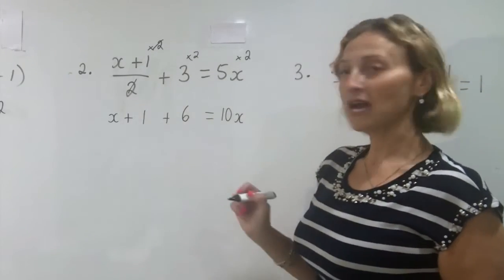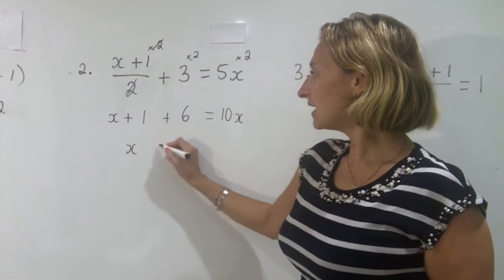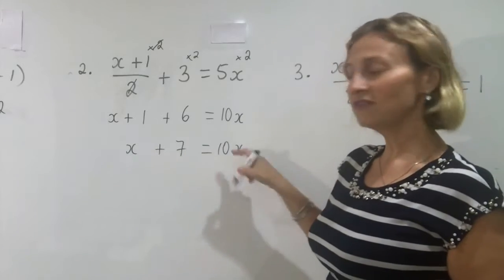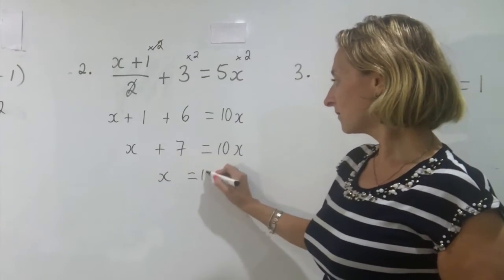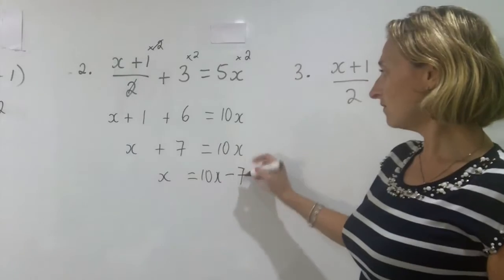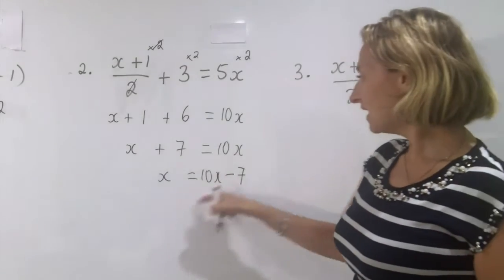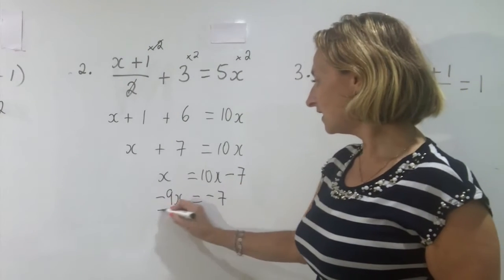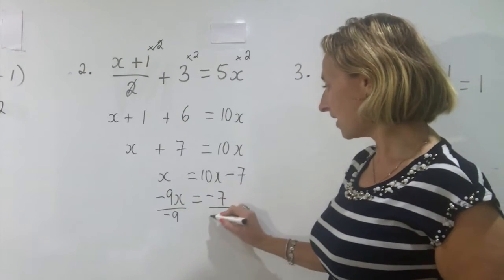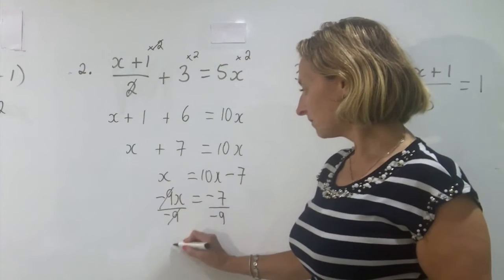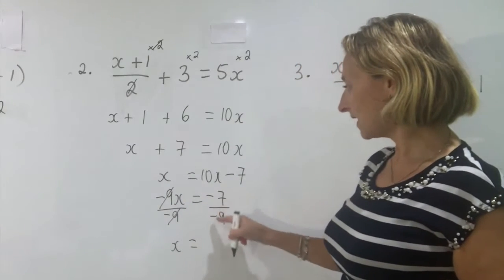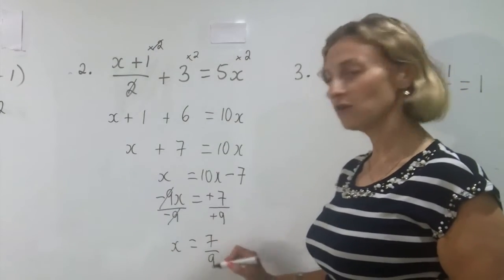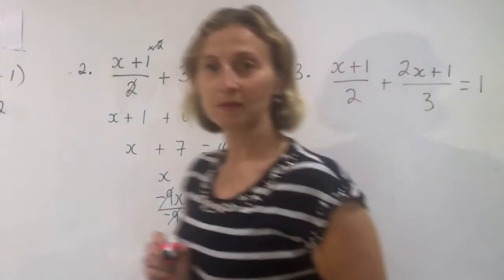Now I need to add my like terms. X plus 7 equals 10x. Move my 7 to the other side. And I just write minus 7 because there's a 0 there. And now I take the 10x to the other side, x minus 10x, and divide both sides by minus 9. And don't forget, minus and a minus make a plus. And just leave your answer as a fraction.